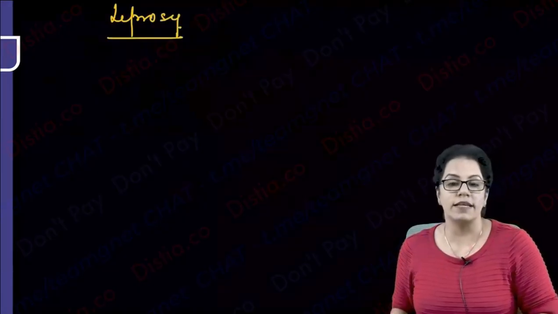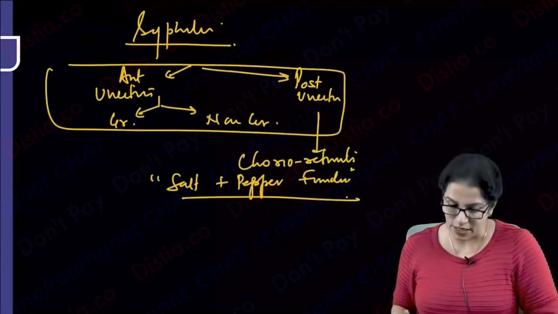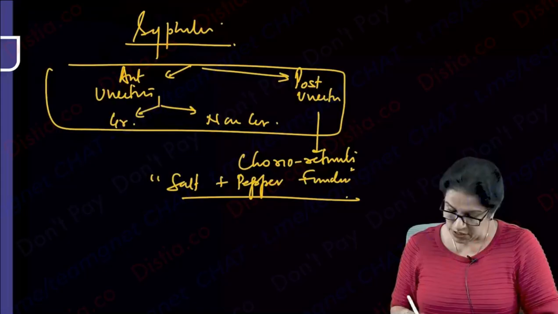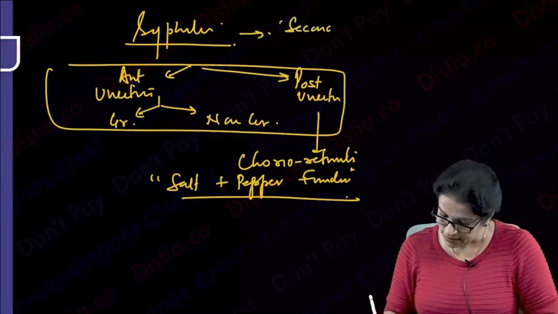Okay, one more thing I would add here. With syphilis, it is generally the secondary syphilis, where this infection and uveitis mainly takes place during secondary infection or secondary syphilis.